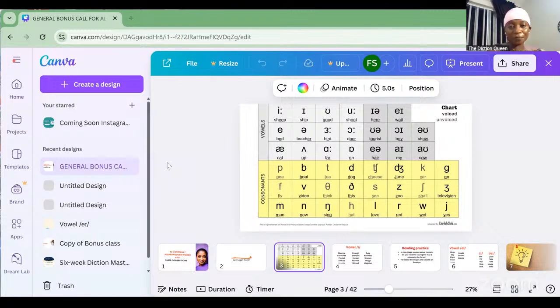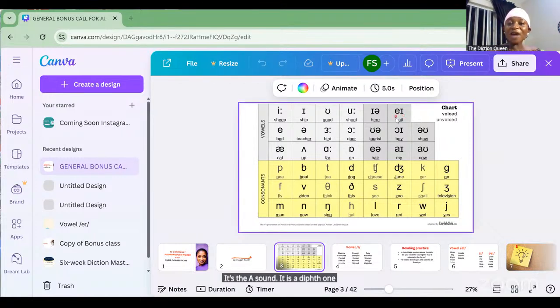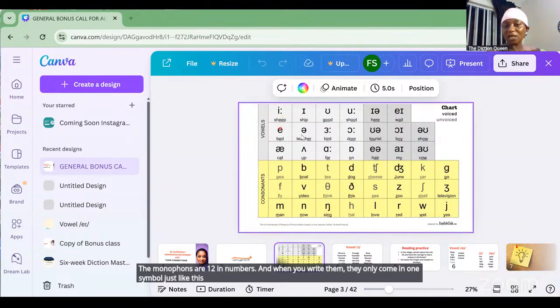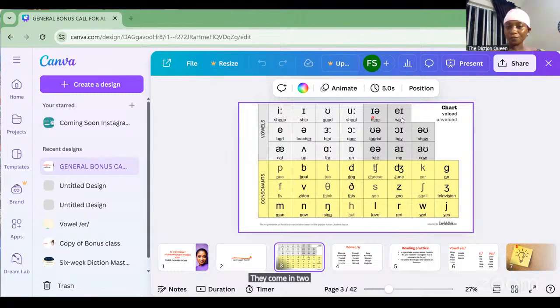This sound is a diphthong. When we talk about vowel sounds, we have the monophthong and we have the diphthong. The monophthongs are 12 in number, and when you write them, they only come in one symbol, though some of them take two dots. While the diphthongs come in two symbols.